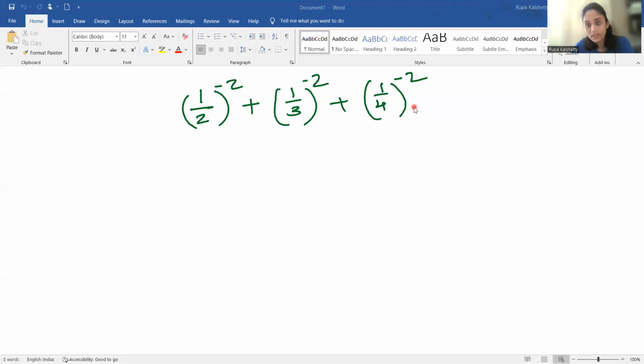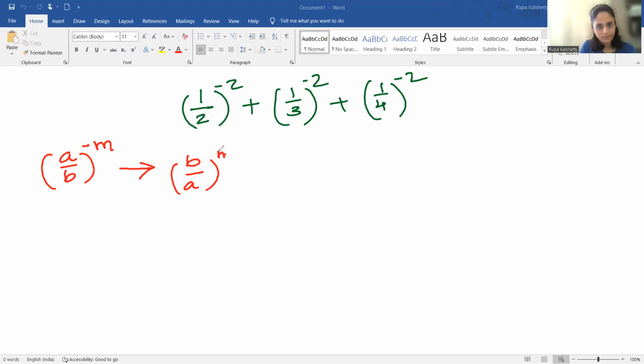Before we start solving this example, you should know some exponent laws. One of them is applicable to this example. That law is: if your fraction has a negative exponent, how do we solve that? Let me write down that law here. If it is a over b to the power of negative n, then by using the negative exponent law, you can rewrite this as b over a to the power of n.